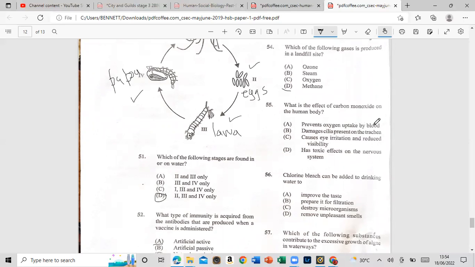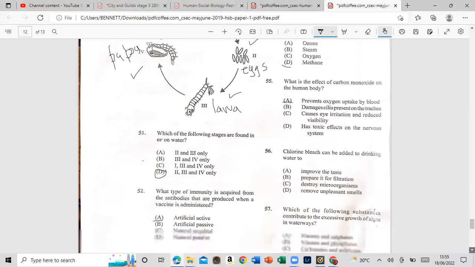What is the effect of carbon monoxide on the human body? A, prevent oxygen uptake by the blood. B, damages cilia lining the trachea. C, cause eye irritation and reduce visibility. D, has toxic effect on the nervous system. Lack of oxygen, which is a very powerful thing.